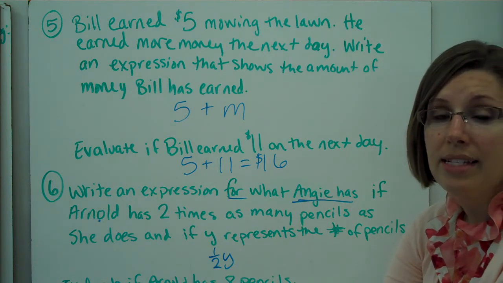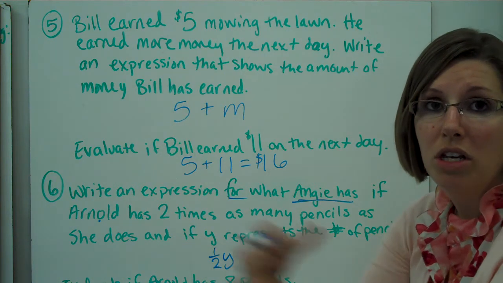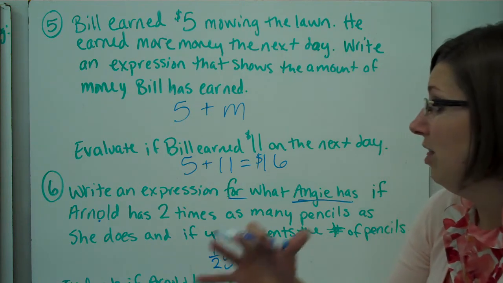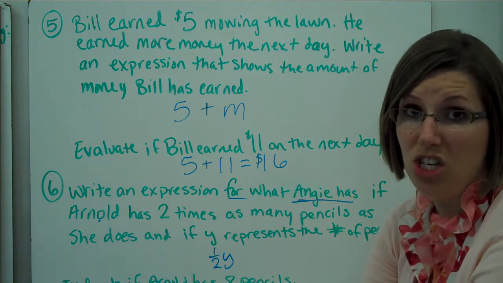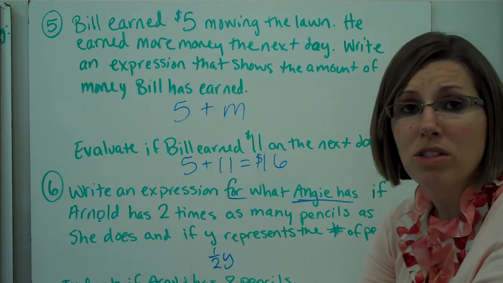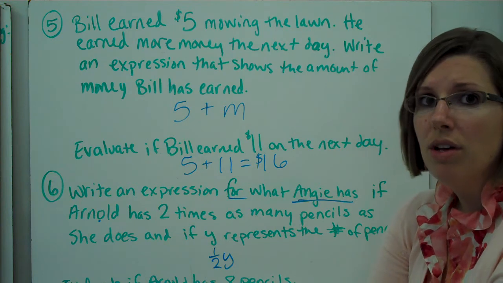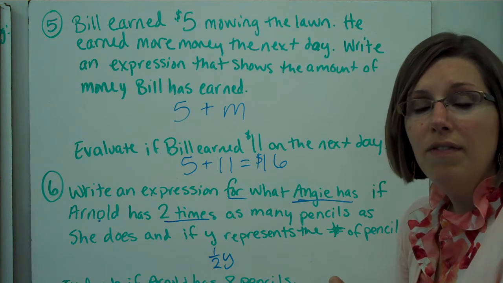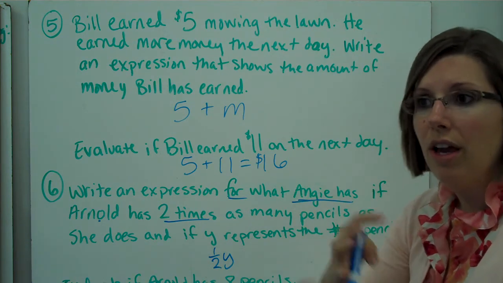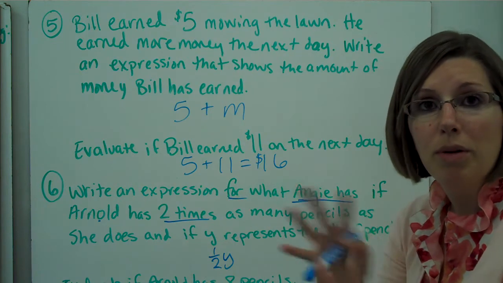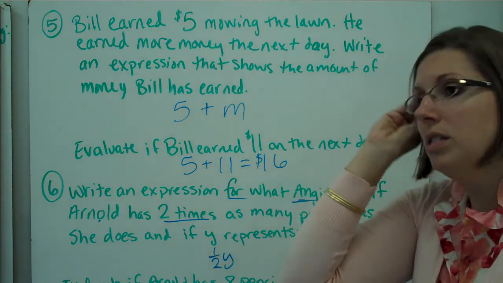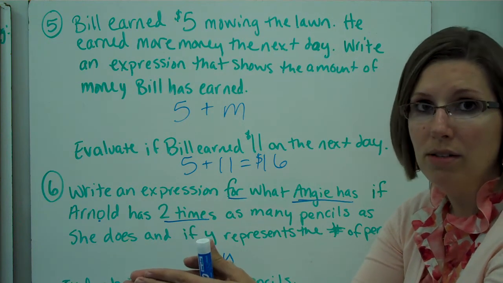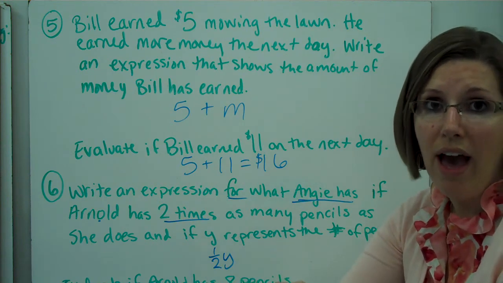So Angie has actually half of what Arnold has. If you think about you and the person sitting next to you in class, you've got a certain amount of pencils, they have 2 times as many as you. Well, if you think of it backwards, you've got half as many as they do. So this 2 here, 2 times as many, and then half, they can be inverses of each other if you're talking about 2 different people in a scenario. Like I said, if they have 2 times as many pencils as you, then you actually have half of what they have.